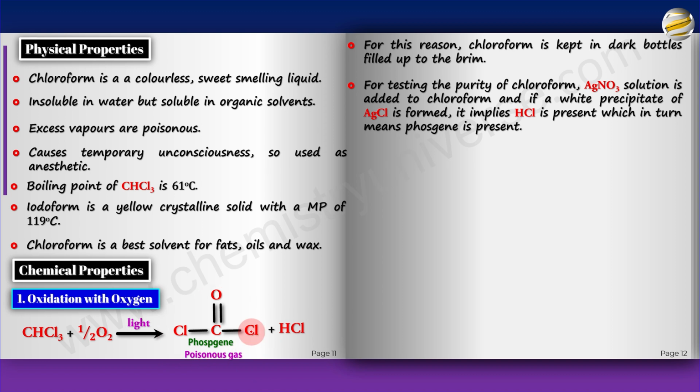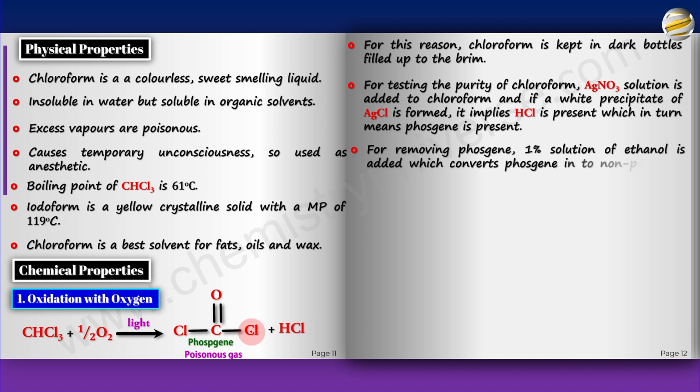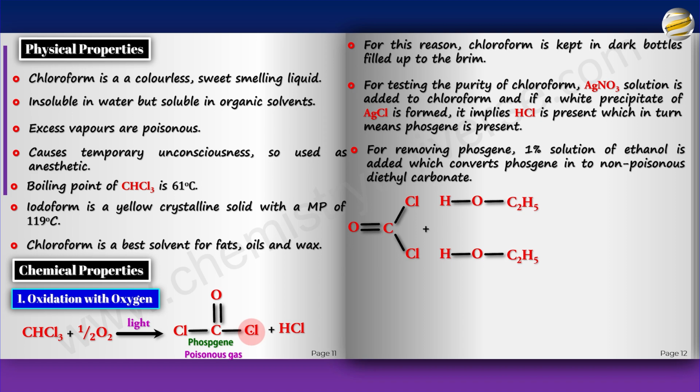Now, if you want to remove the phosgene, you use a 1% solution of ethanol, which will convert it into diethyl carbonate. For example, this is the phosgene, this is ethanol, 2 molecules, and I take the H and Cl, and the C joins to the 2 O's, and you get diethyl carbonate, which is harmless.